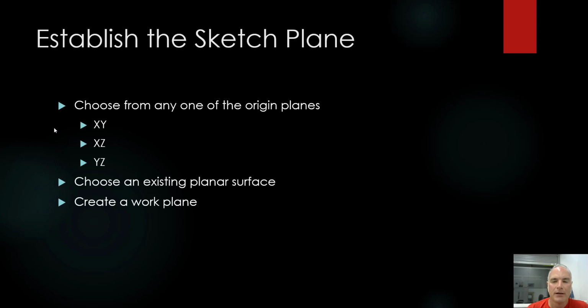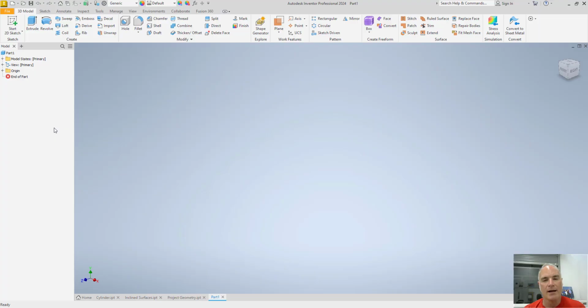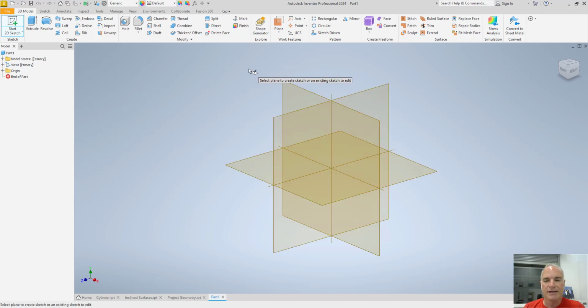In the first step, you'll want to establish your sketch plane. Now, if this is the base sketch, the very first sketch in a part, it's likely that you'll be using one of the origin planes, XY, XZ, or YZ. So if we look in Inventor, you'll see that if I come in here to create a new sketch, I get 1 of 3 choices. I can choose the XY plane, the YZ plane, or the XZ plane.